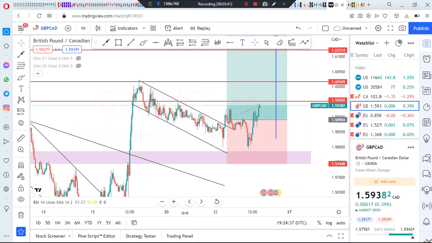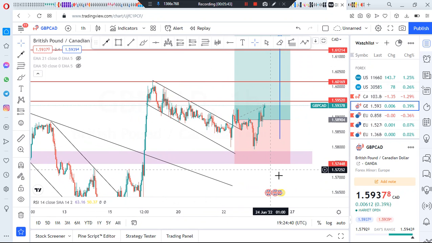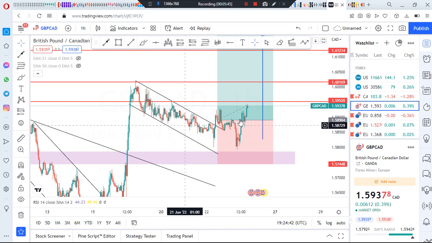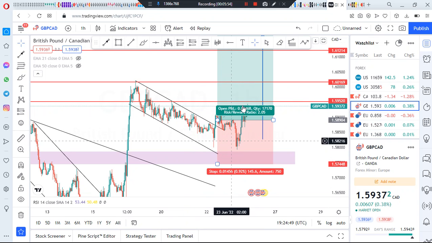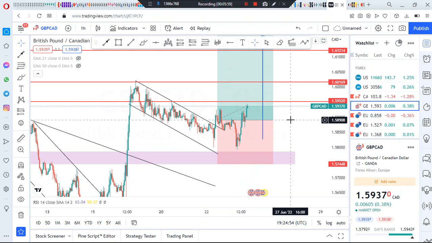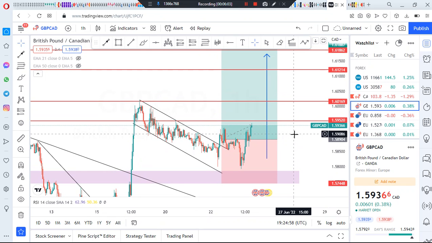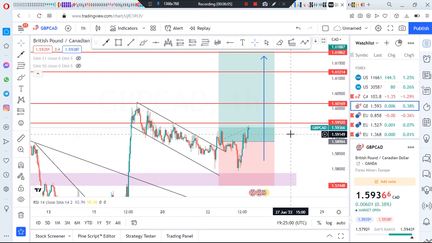Okay, so this was the GBP CAD. I analyzed this pair before, and we placed the first trade around here. The price didn't move much. The price was playing around this area, not much movement. Now we can see a little bit of movement to the upside, and so it's now respecting our setup. So we just need to wait a little bit more, just need to be more patient.